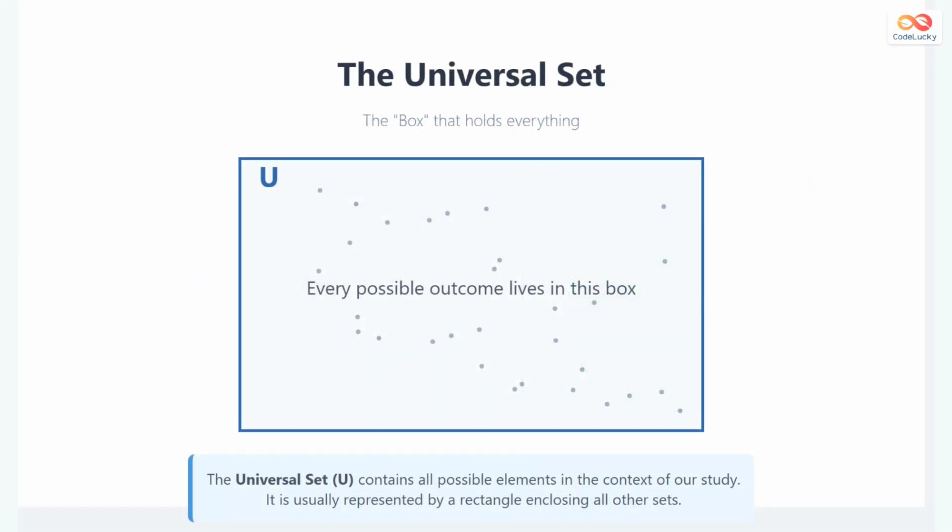Before we draw circles, we need a frame. This rectangle represents the universal set. Often labeled with the letter U, it contains every single possible option or element relevant to our specific discussion. Think of it as the box that holds everything we are talking about.